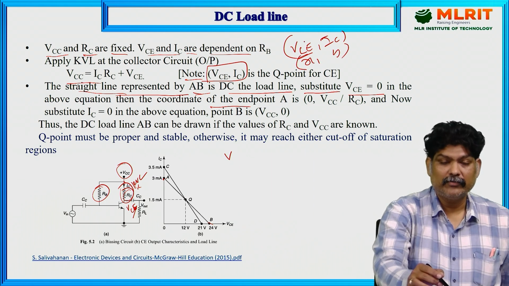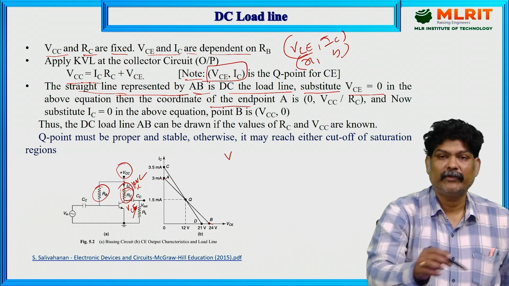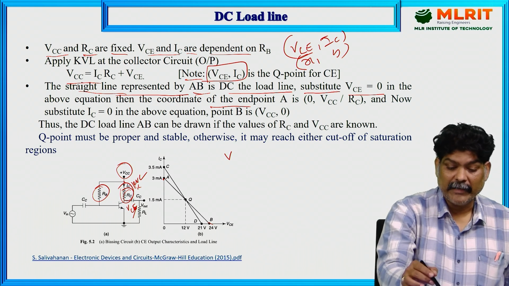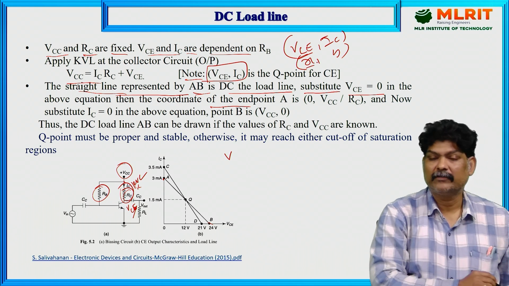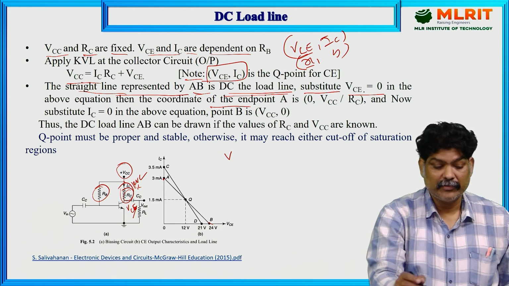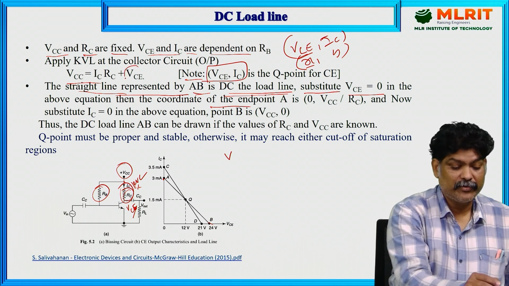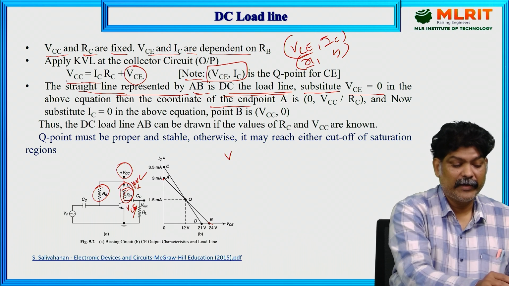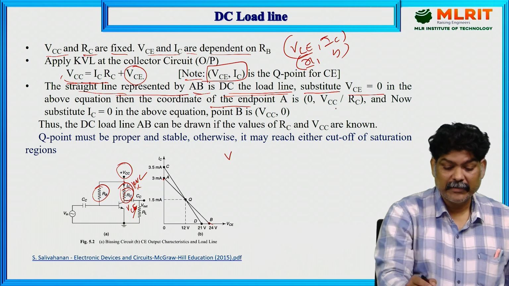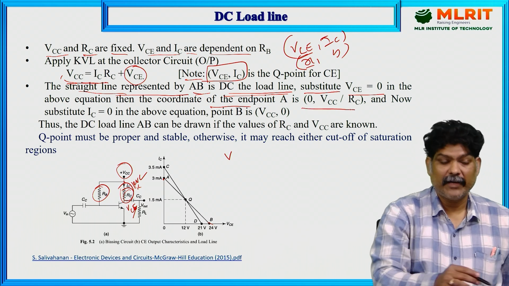So in order to have this X, we have to put Y equal to 0. Therefore, in order to get IC, we have to put VCE equal to 0. So on the DC load line, substitute VCE equal to 0. Then we get VCC equal to ICRC, and from this we can get the point 0 comma VCC by RC, which is IC.